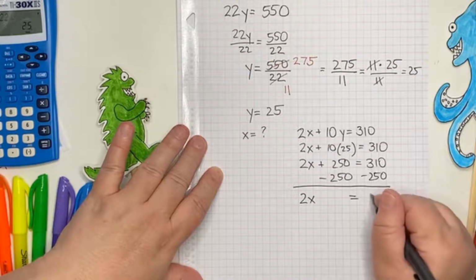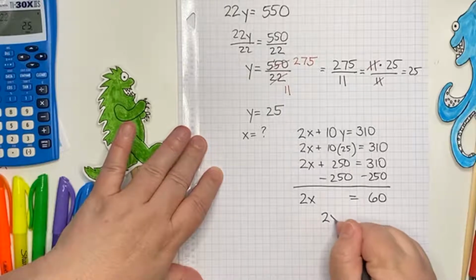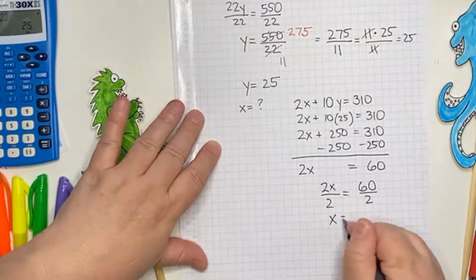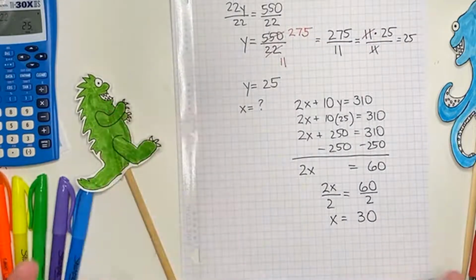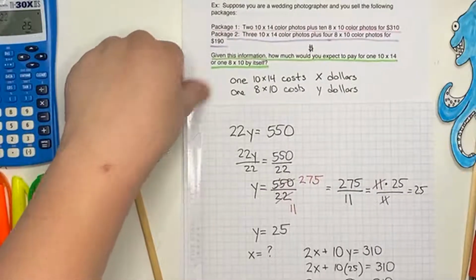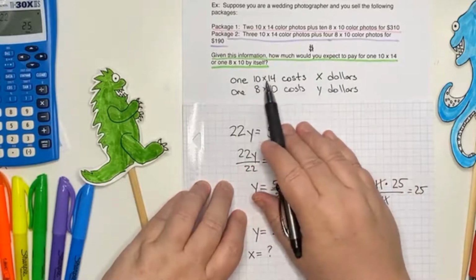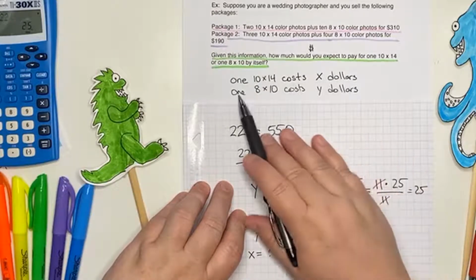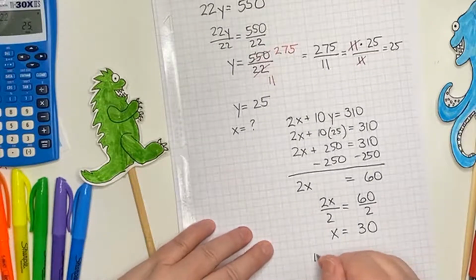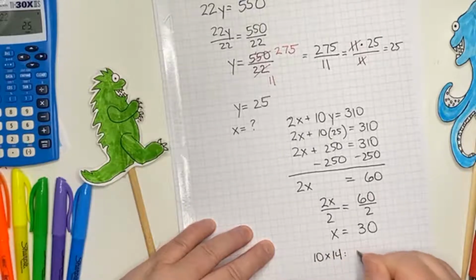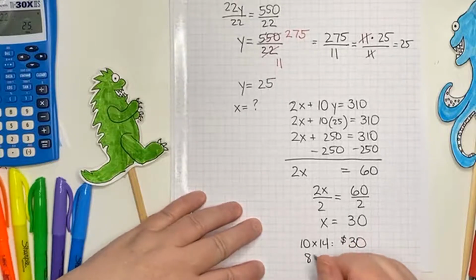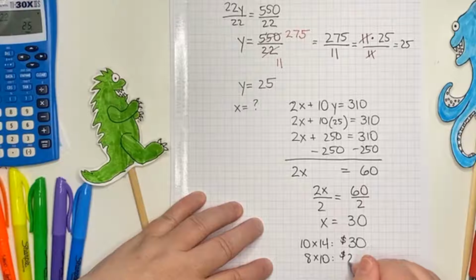So 310 minus 250 is 60. And then 2x divided by 2 is 60 divided by 2. So x equals 30. So what's the context, though? Let's go back and let's see if you've declared your variables, which I did right there. 1 10 by 14 costs x dollars. 1 8 by 10 costs y dollars. So in my world, a 10 by 14 costs x dollars, so that's $30. And an 8 by 10 costs 25.